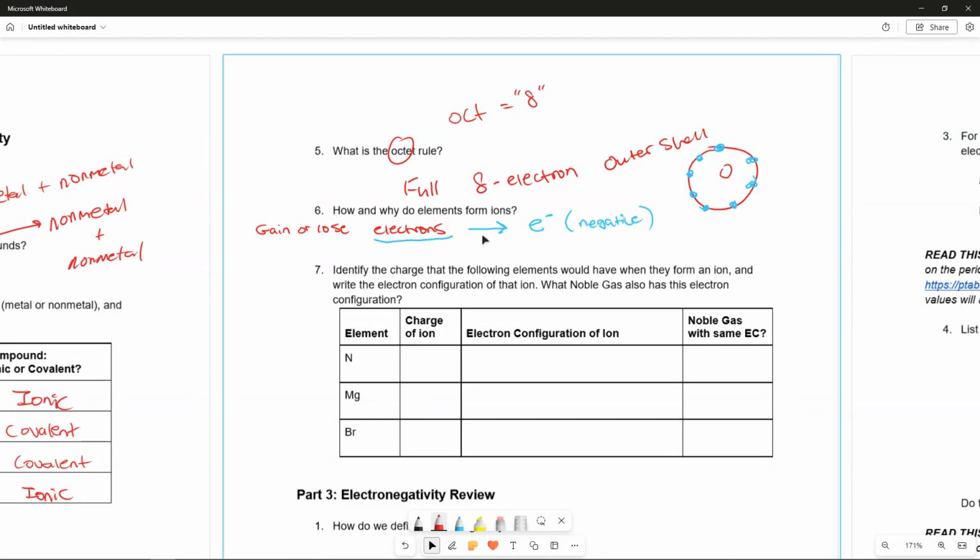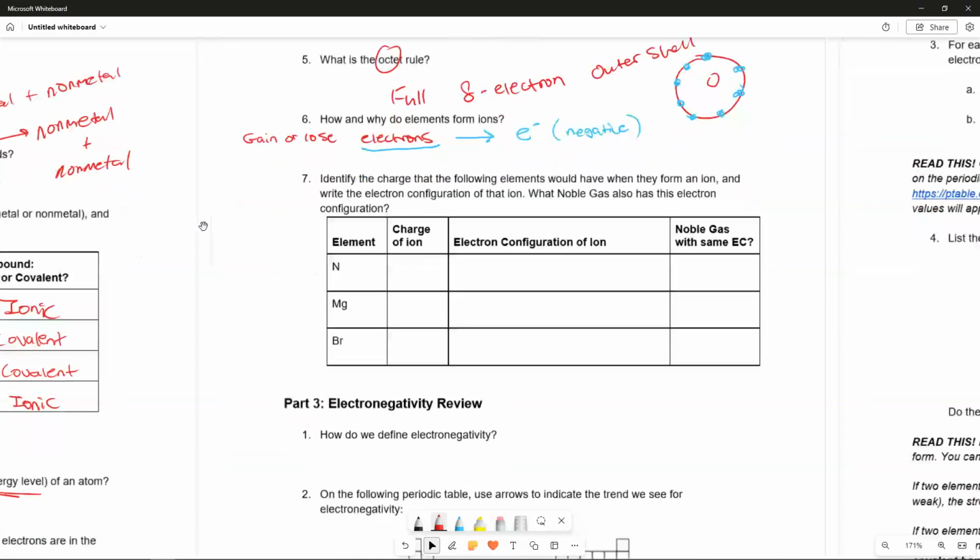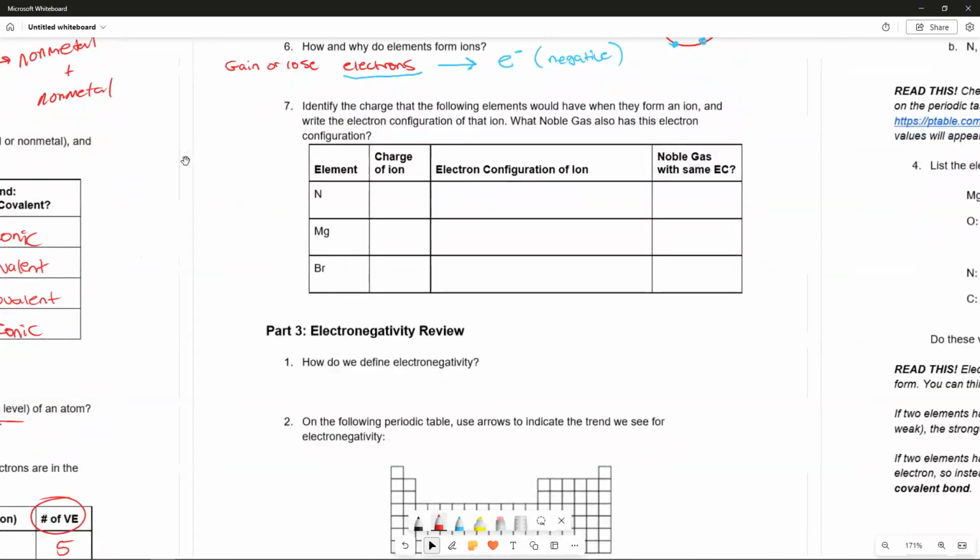And so, in order to answer the question, how and why do elements form ions? Because they gain or lose electrons, and this is a natural process. 7. Identify the charge that the following elements would have when they form an ion and write the electron configuration. What noble gas has this electron configuration?